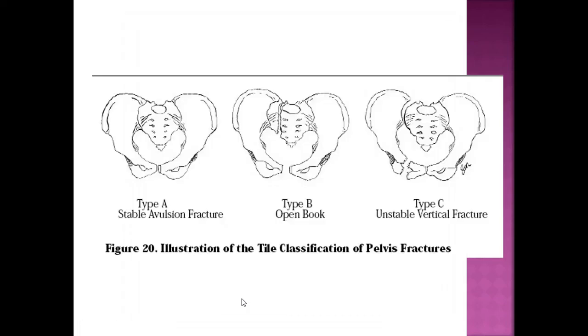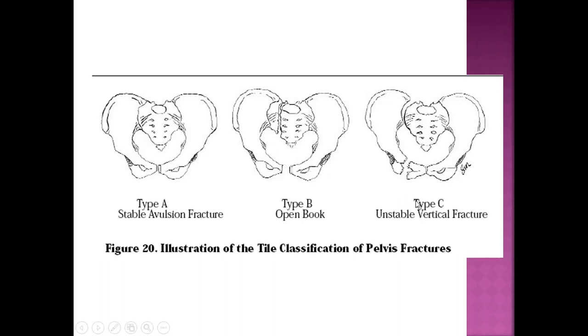Then type A, type B, and type C in the diagrams. So type A is a stable fracture. There is a ring which is intact. In type B, this is an open book fracture. You see, the inferior pubic rami is open from here, as well as there is opening of the sacroiliac joint. So this is like a book is open. Then this part, consider a page which is separated from the book, like you open a book.